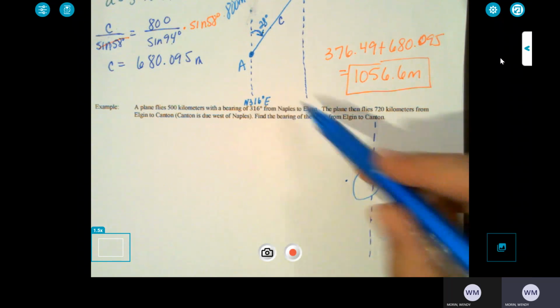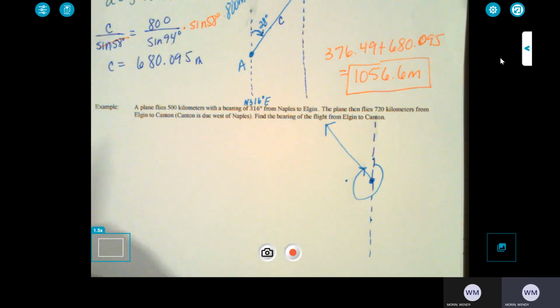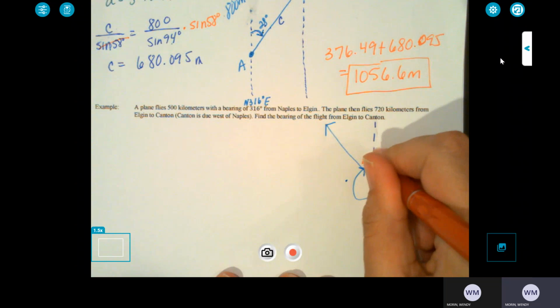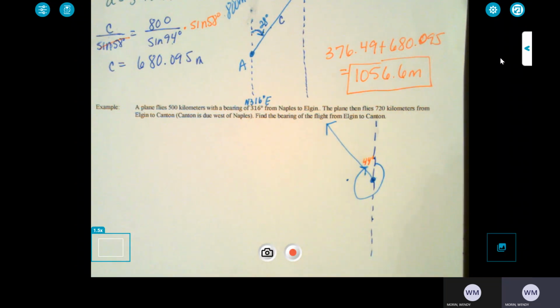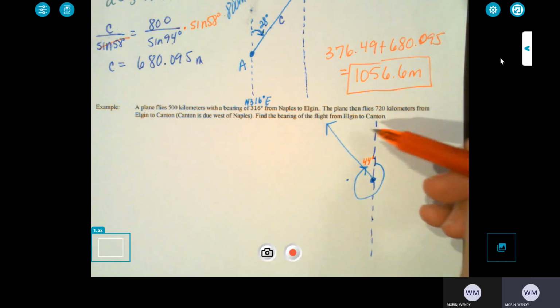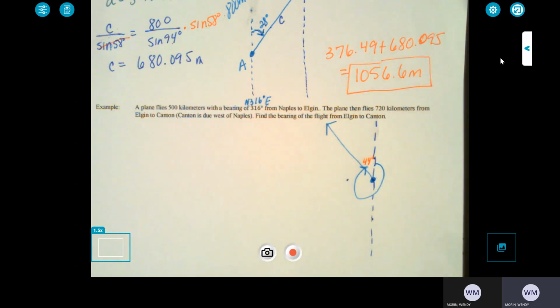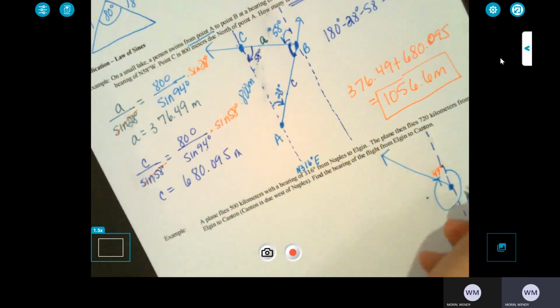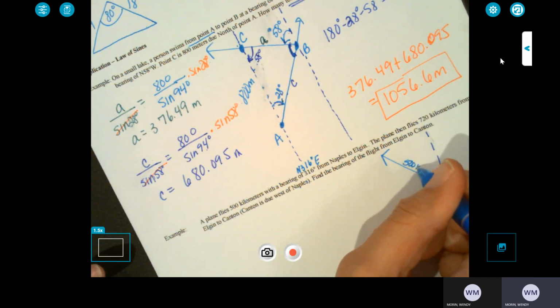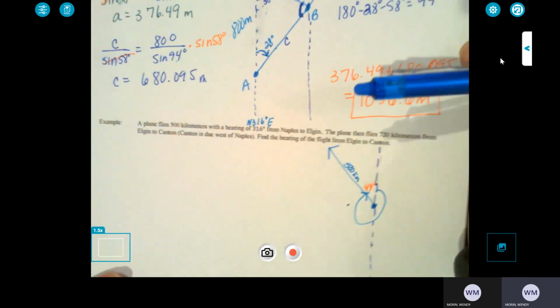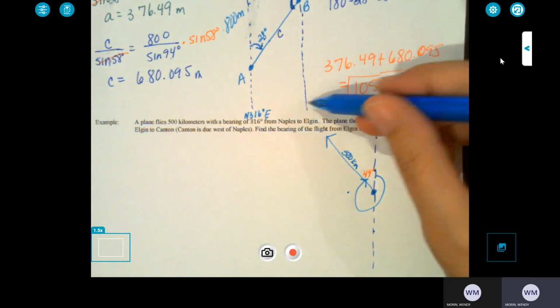Okay? So if that's 316 degrees, what's left? Then I know this is 44 degrees. But I might use that, I might not. I'm going to put that in there. Okay? So the plane flies 500 kilometers. So we are flying on this bearing. We're going to go 500 kilometers.